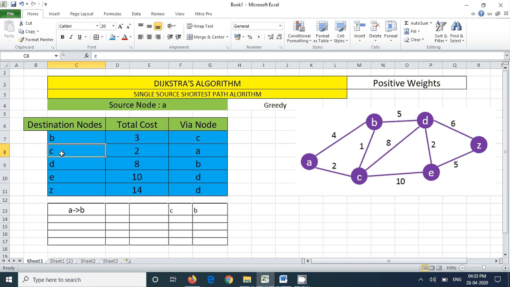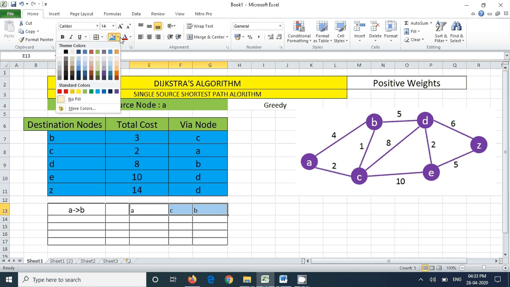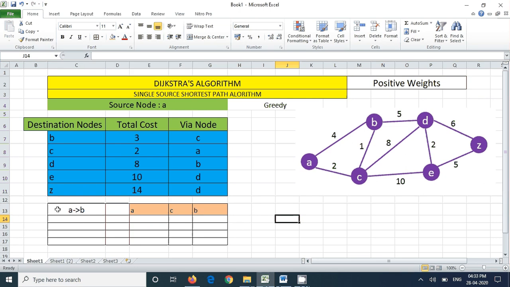Go to this node C. Node C can be reached via A. So that means you have to put it like this. So this is the path. Path A to B is A to C, then C to B. That's the path.